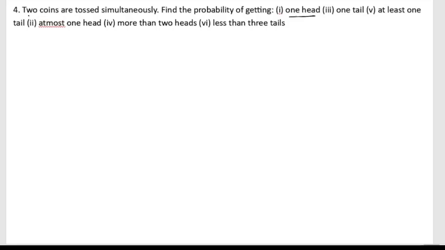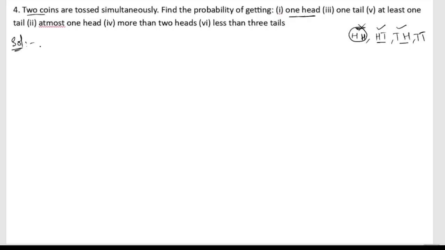Whenever we are tossing the two coins, there will be these possibilities: heads, heads; heads, tails; tails, heads; or tails, tails. At least one head means we are getting one head in three of these. But if they are asking for exactly one head, here we have two heads, so we can remove this. Only one head we are having in two outcomes. So let us solve this.